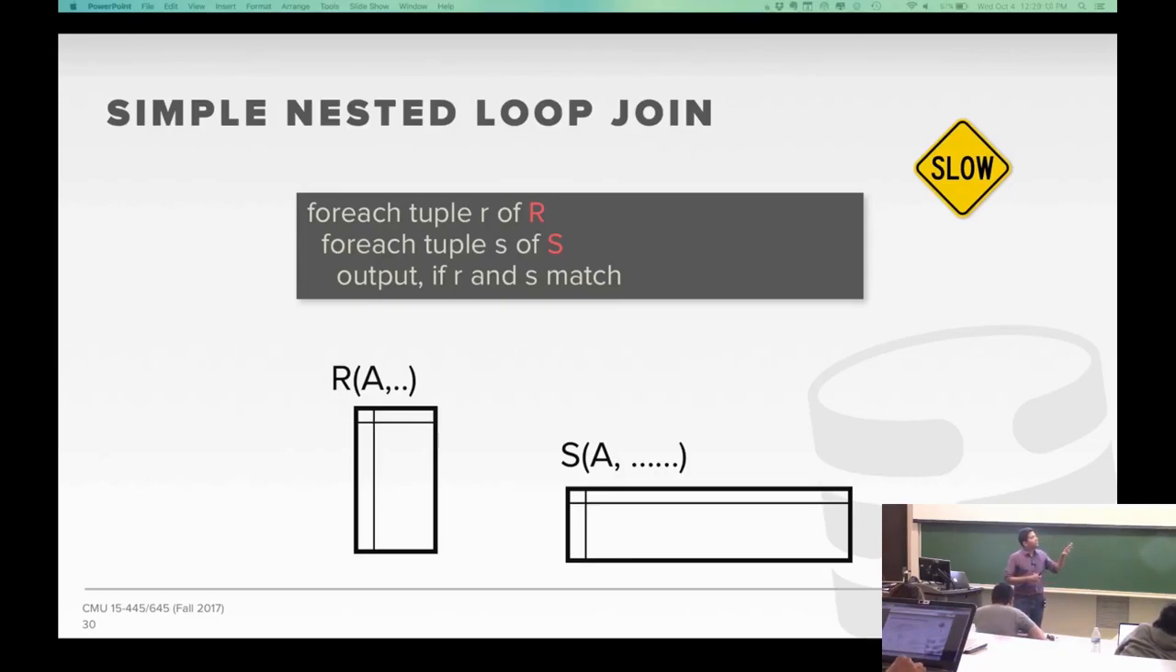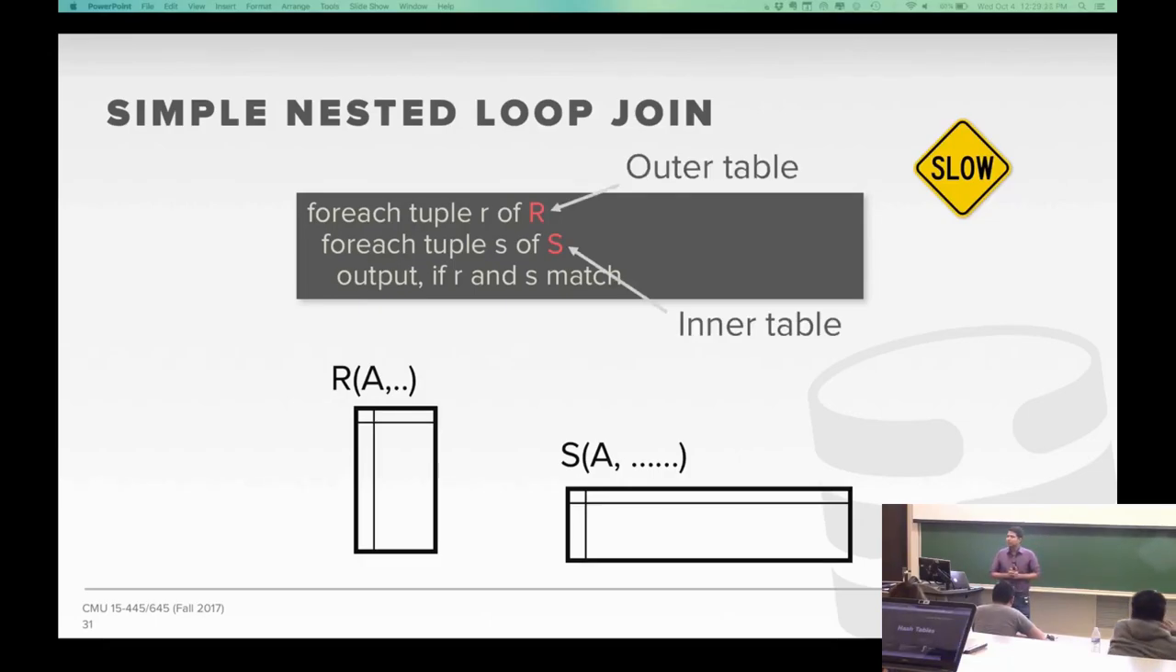I'll note that this algorithm is really slow, and we will see why in a moment. We refer to the table used in the outer loop as the outer table, and the one used in the inner loop as the inner table. So in this case, R is the outer table, and S is the inner table.